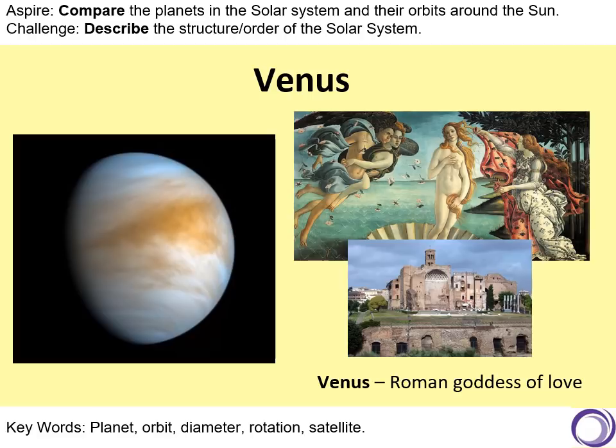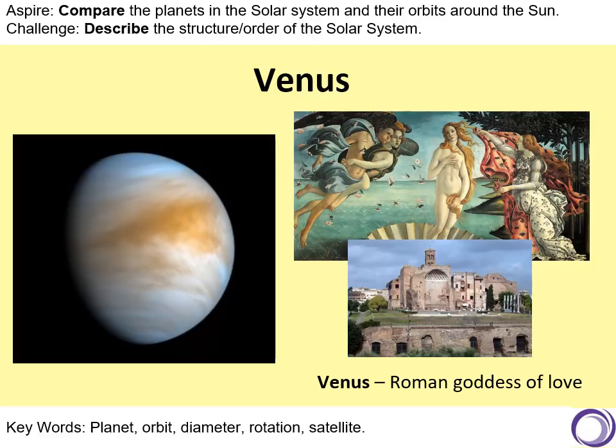Now it's just a bit further out from Mercury, and it's 108 million kilometers away from the Sun. So obviously it takes a little longer for it to orbit the Sun. In actual fact, it takes 225 days to orbit the Sun.